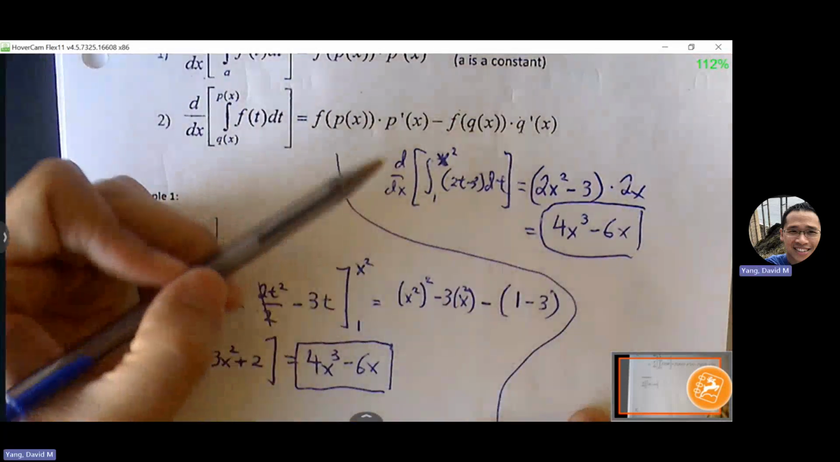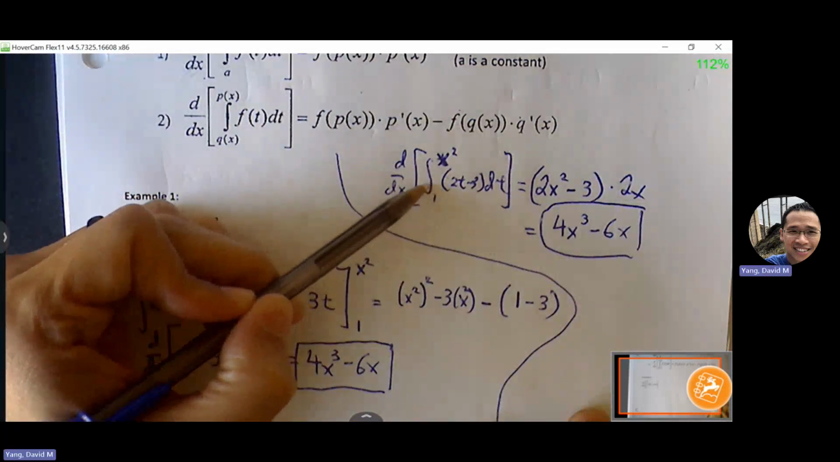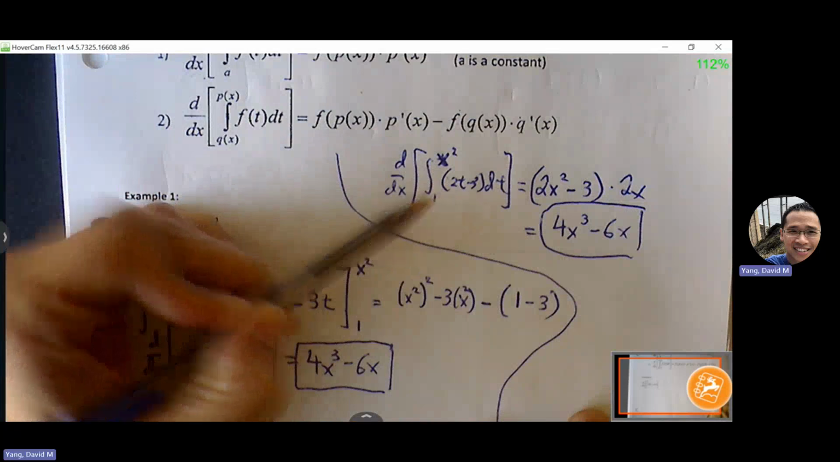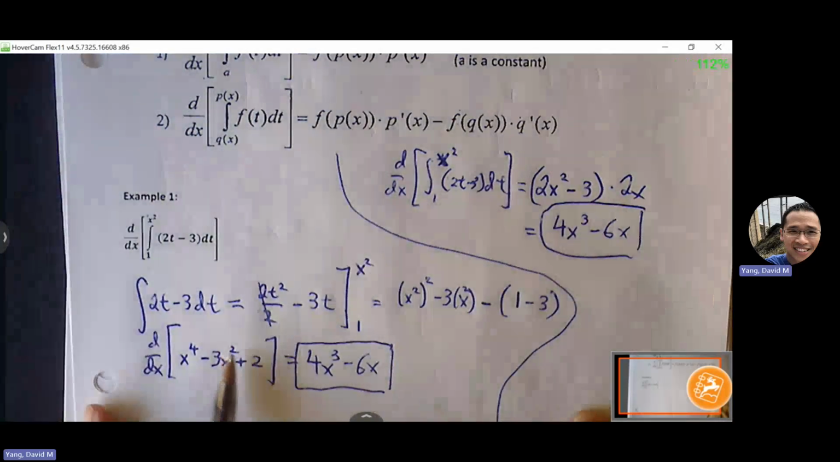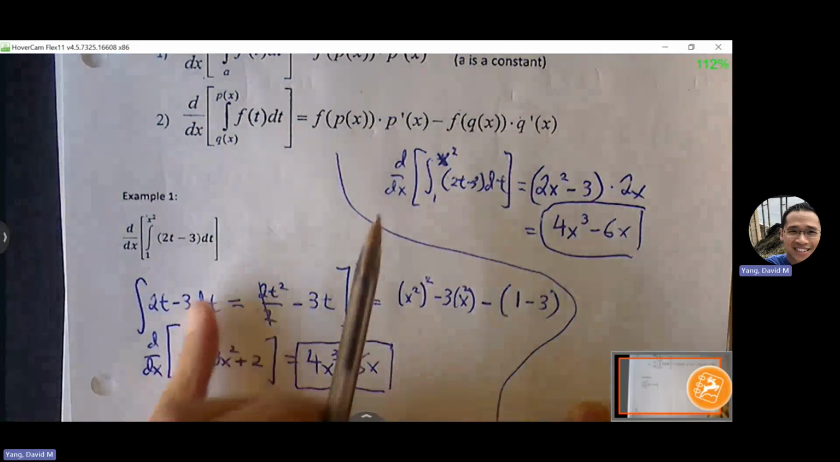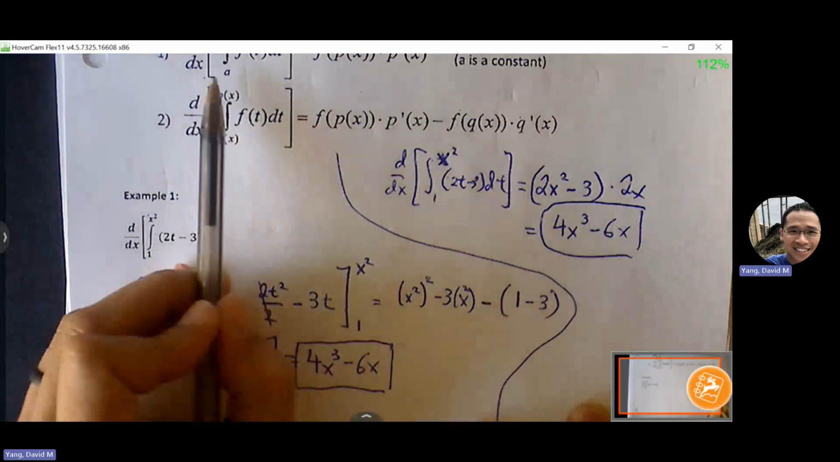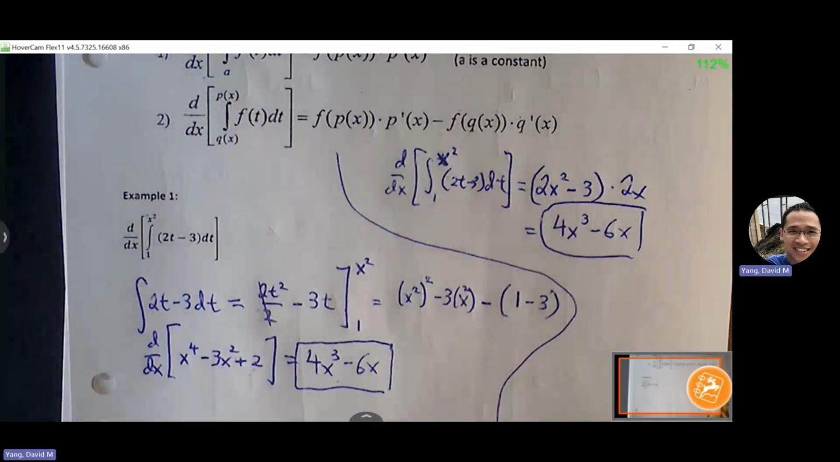Now, notice that we have nothing to do with the lower bound. That lower bound is a constant. That constant drops out because the derivative is going to force that constant to go away. So we never have to worry about the lower bound if it's a constant. Okay, we'll do more review of this, but at least you have enough knowledge to start the homework.